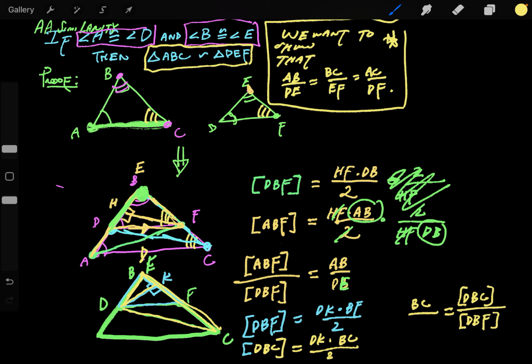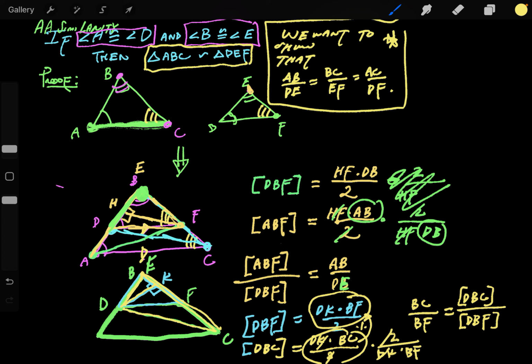So take your time with this, right? Dividing by this divided by that one, right? So we're going from this one to this one. It's going to flip this one, dK over BF. And then the dk's cancel, the 2's cancel, and you're left with BC over BF, right?